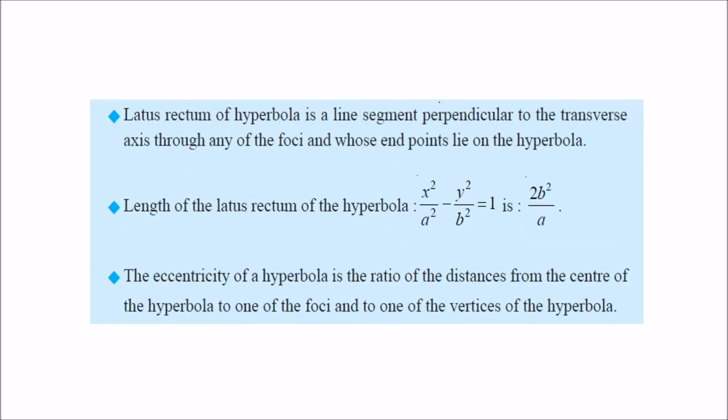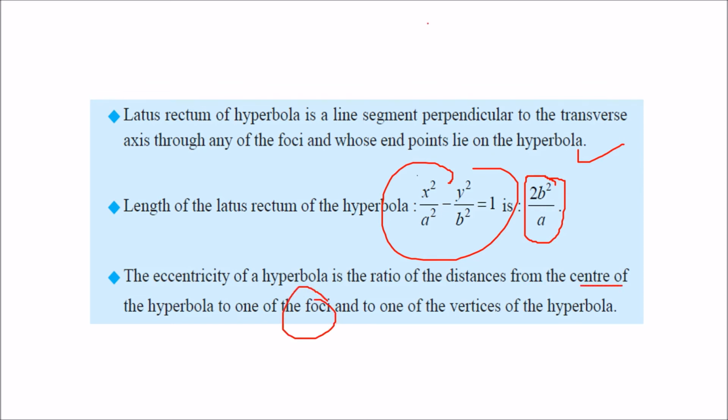The latus rectum is again the segment which is passing through the focus and the endpoints will be on the hyperbola. The length of the latus rectum of this equation will be 2b square by a. And the eccentricity of the hyperbola is again the ratio of the distance from the center of the hyperbola to one of the foci and to one of the vertices of the hyperbola.